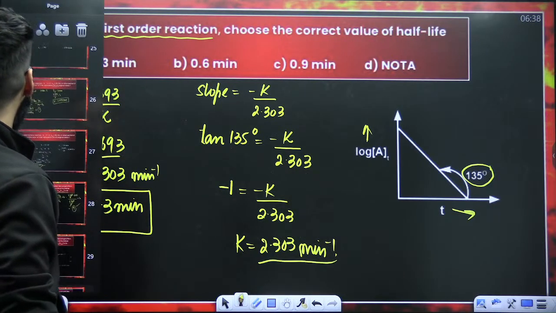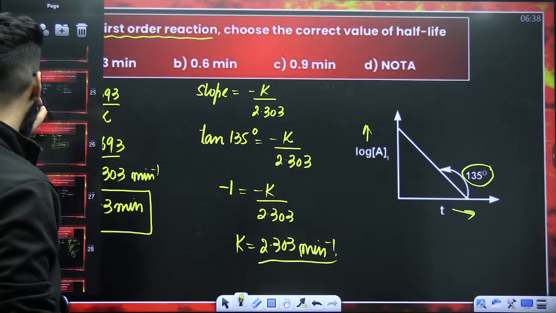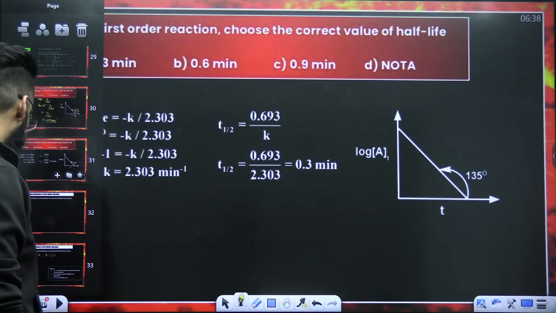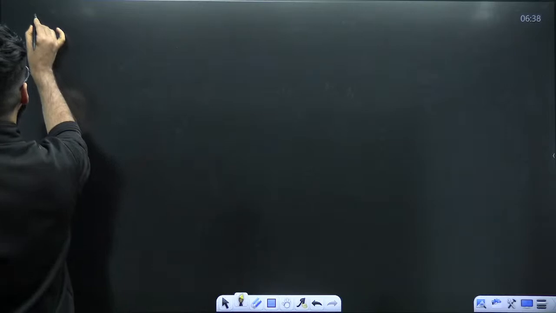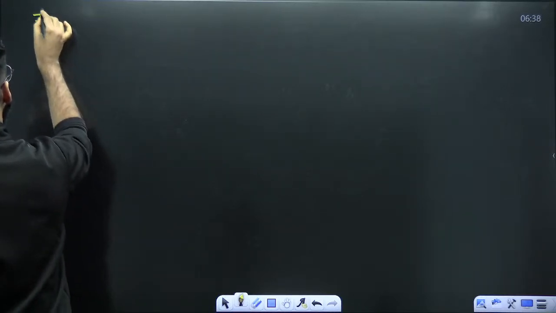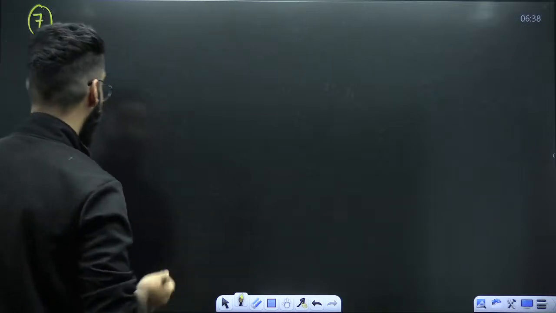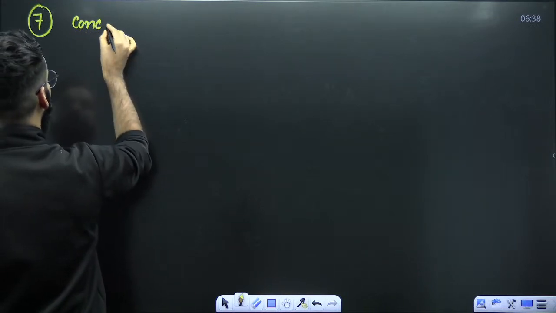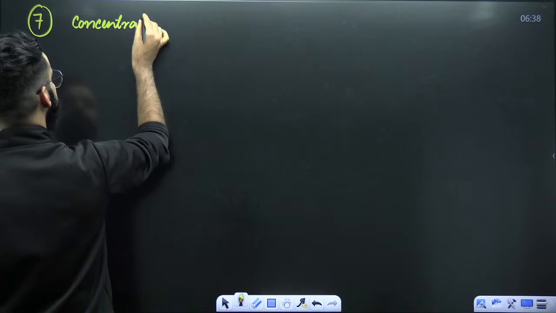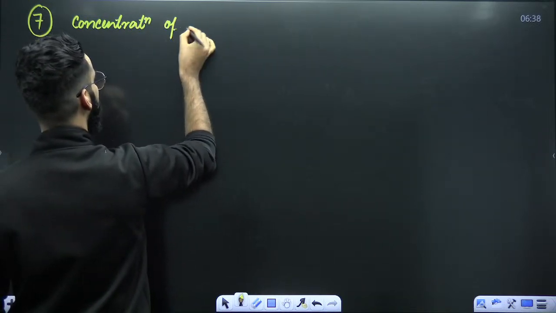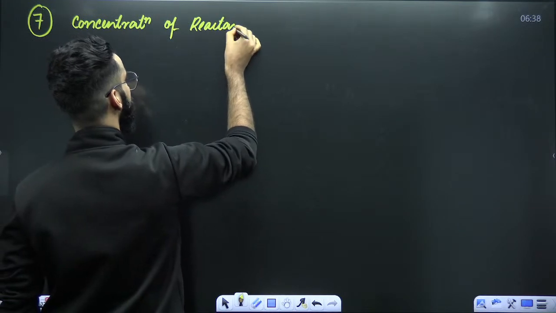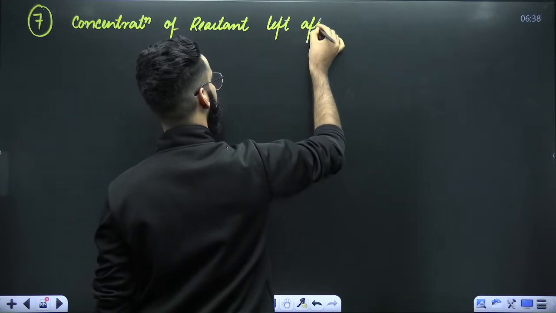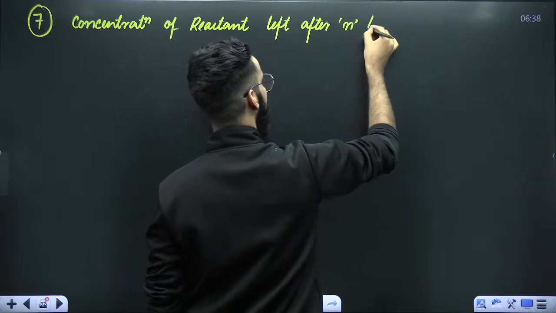How many parameters, how many characteristics are we done with? We were, I think, done with 6 characteristics of first order. Let's have a look at the 7th one. The 7th parameter is calculation of the concentration of a reactant left after n half-lives.